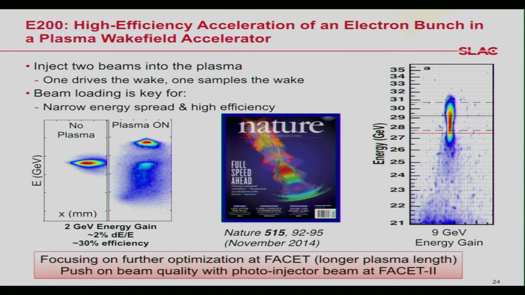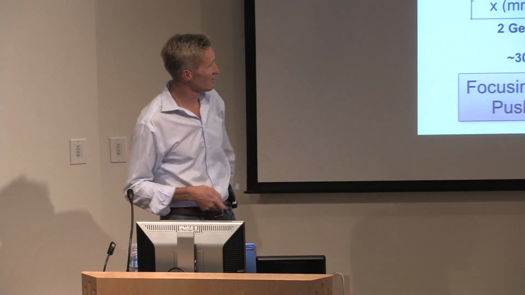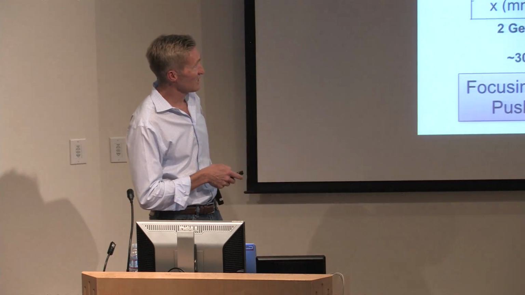And in fact, now one of the things we've been doing at FACET is pushing this further and further, making the plasma source longer and optimizing the two beams we send in. And we've now shown that we can have these particles gain up to 9 GeV in, again, a plasma that's only the size to fit on this table. And so that's a really fantastic result for us.